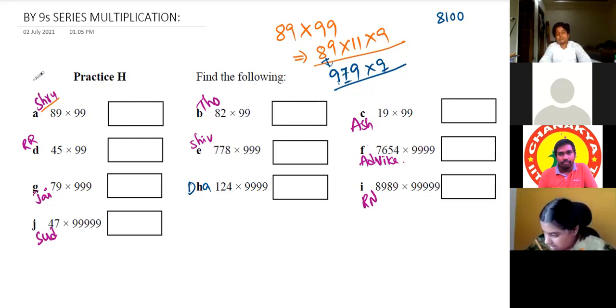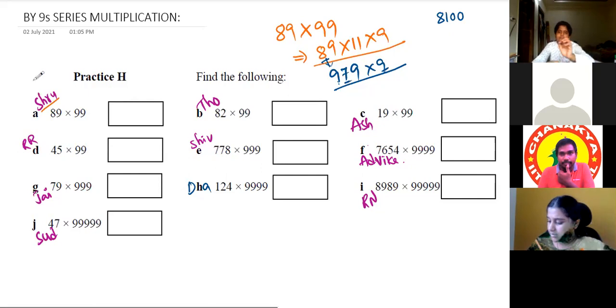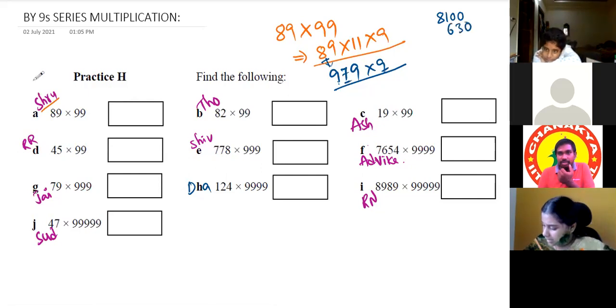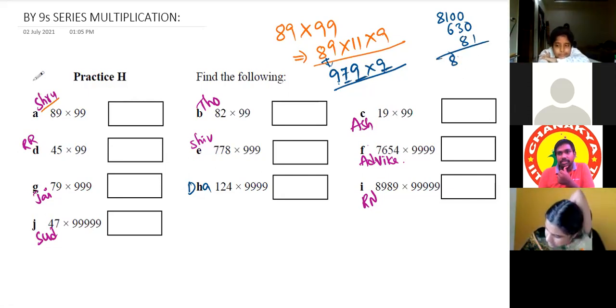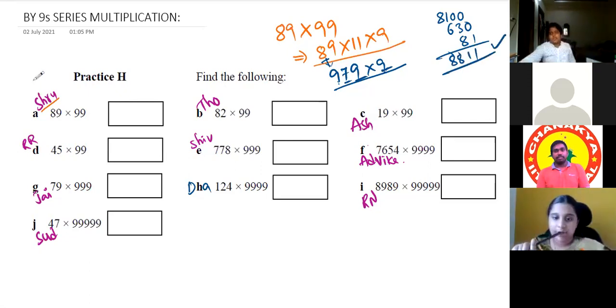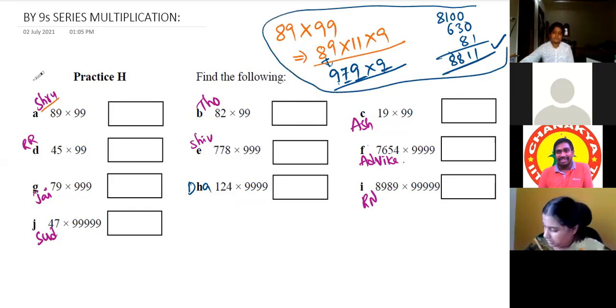79 times 9 is how much? Sir, 63, 70, sir, 630. Is it 630 or 6300? 630 only, not 6300. Later, 9 times 9 is how much? 81, sir. So the answer is 8811. That's the answer. But it is a lengthy process, sir. Yeah, I'll show that, just wait.